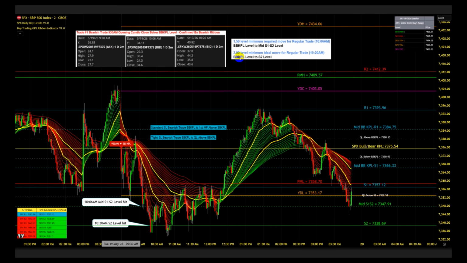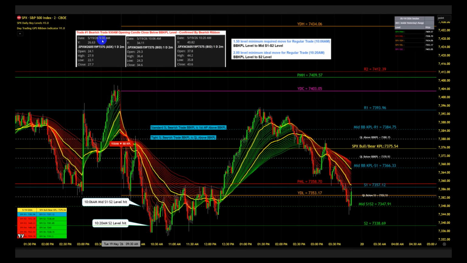A 1.5 level and 2 level move is calculated as follows. You look at the level that the trade is based on, in this case the bull bear key price level. You look in the direction of the trade and you go 1.5 levels down in the direction of the trade. One level is the S1, 1.5 levels is mid S1, S2, 2 levels is the S2 level on this bearish trade. On this particular trade at 10:06 a.m., the mid S1, S2 level was hit here.